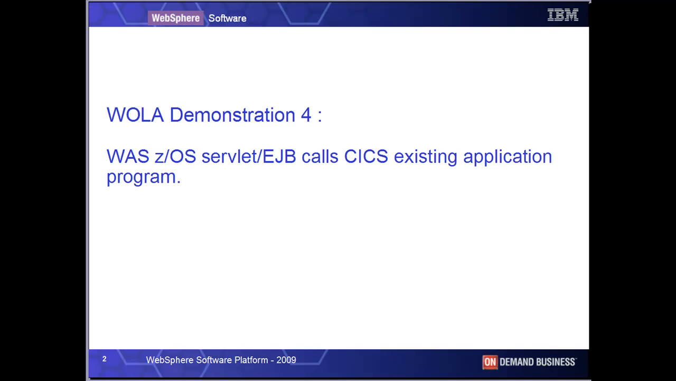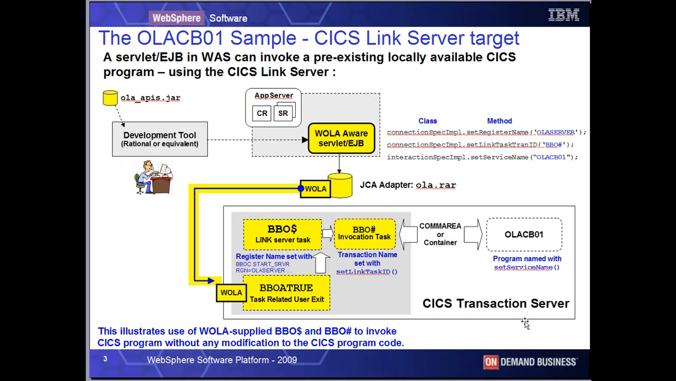This is WOLA Demonstration 4, invoking an existing CICS application from a WAS z/OS servlet or an EJB. For this demonstration, we'll use the WOLA CV01 sample, which is a basic COBOL CICS program that accepts its parameters in a COMMAREA and then echoes those parameters back in the same COMMAREA. This gives us an opportunity to demonstrate how the CICS link server support works in WOLA.